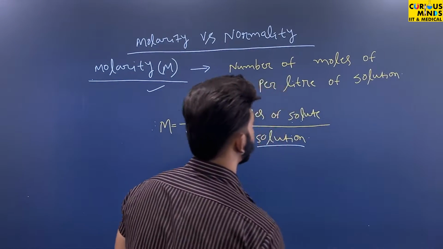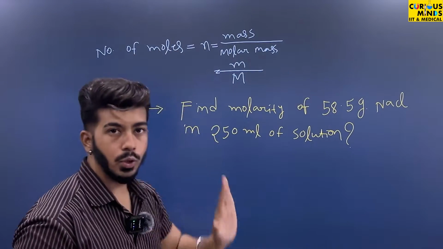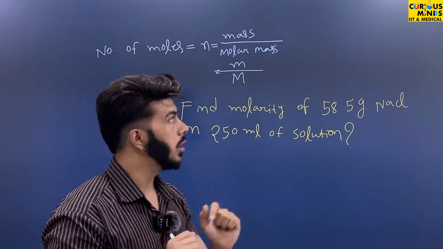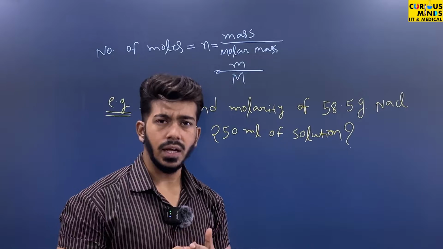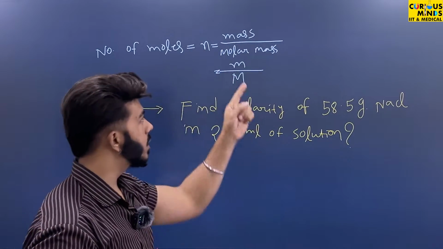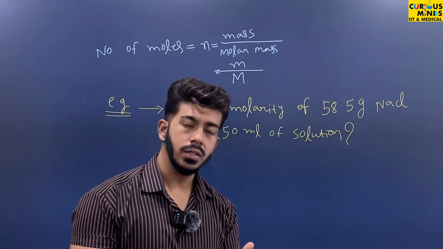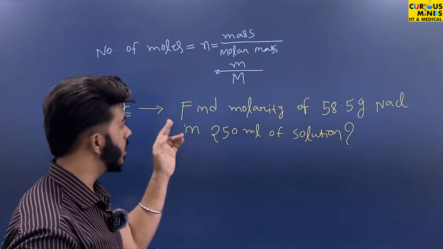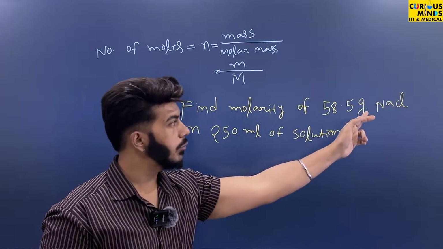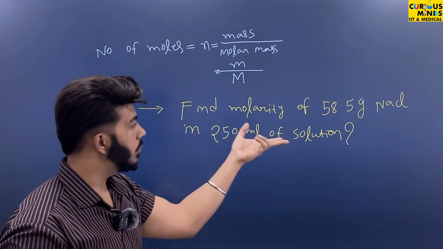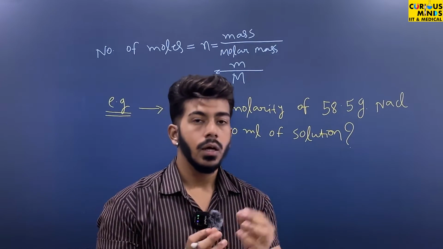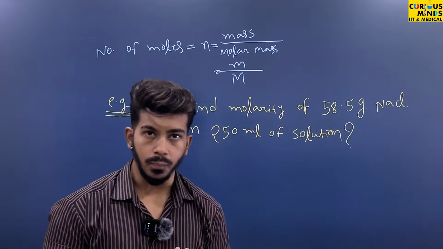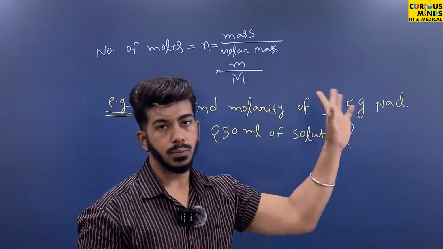In the numerator is the number of moles, over the volume of solution, not solvent. Now how do we calculate the number of moles? It's easy: mass upon molar mass, where mass is whatever is given in the question, over the molar mass of that substance. As an example, find the molarity of 58.5 gram of sodium chloride in 250 milliliter of solution. Suppose we put sodium chloride in water to make a solution with a volume of 250 milliliter, and we took 58.5 gram of sodium chloride.